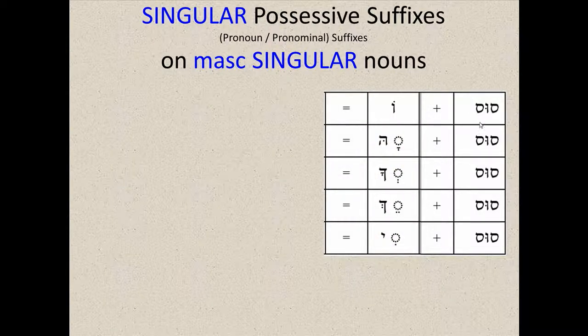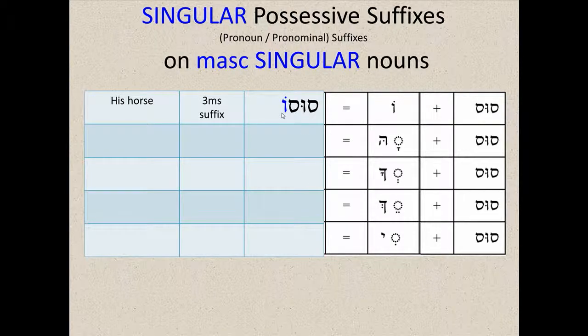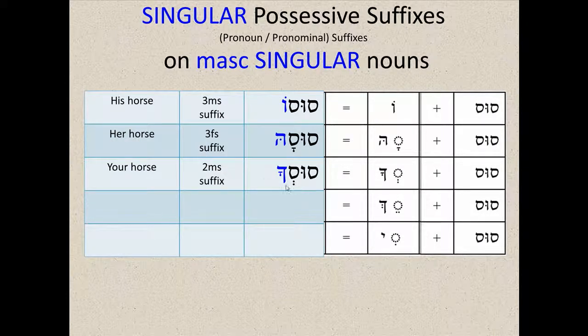So if we have sus and then we add a suffix, and here are the suffixes that get translated in a singular way. There's o, a, ka, final kaf, and then e, the final yod here. So when you add the suffix to the noun, let's go through what we get. We've got sus-o. Okay, there's our suffix. It's the third masculine singular suffix, and you would translate his horse because it's masculine. Third feminine suffix, sus-a, her horse. Sus-ka, second masculine singular suffix, your horse.